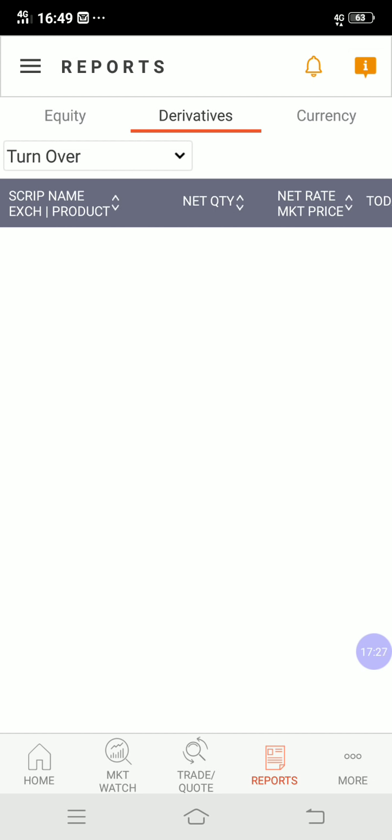All the orders which you have placed will be seen on the turnover. And when you click on any order which is live, it shows you certain options wherein a square off will always be seen there. Click on the square off, a screen appears, then confirm your order. The orders get squared off immediately.